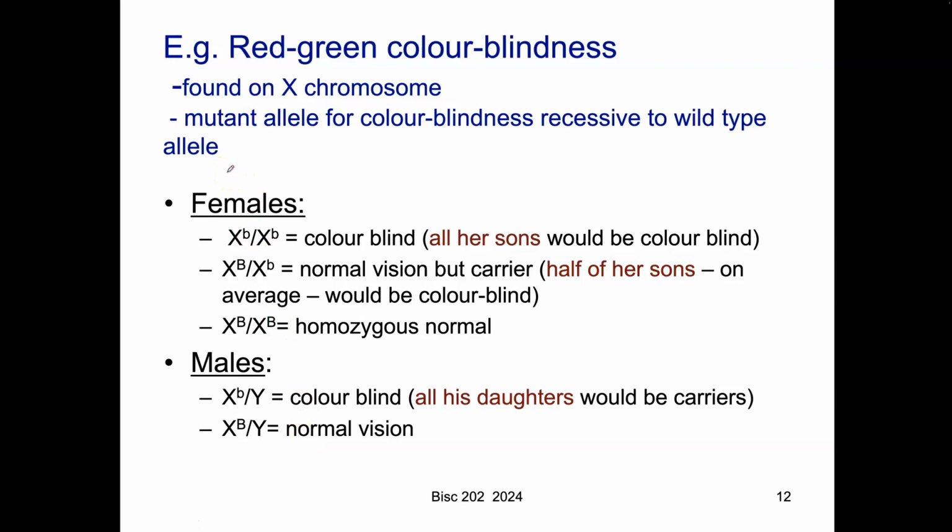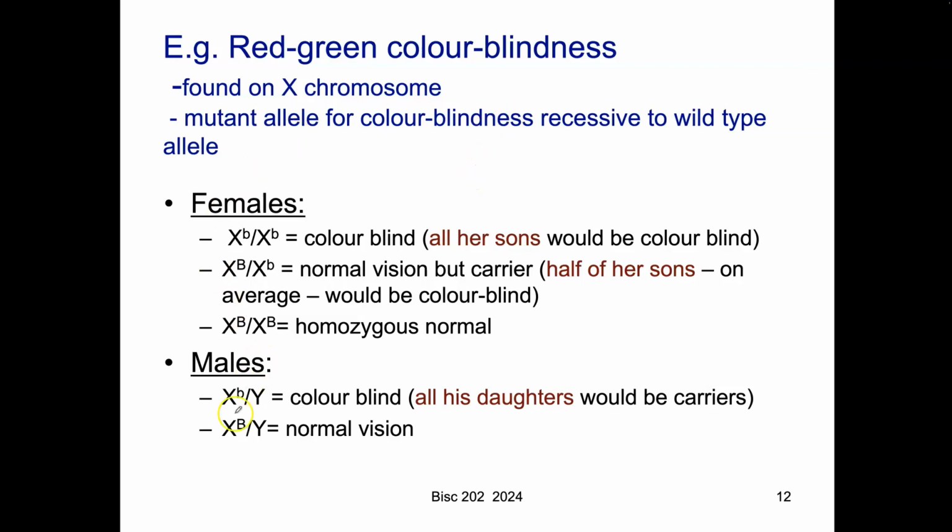I was listening to a podcast yesterday, and somebody had written in and said that color blindness is only expressed in males, which is absolutely incorrect. It's more common in males, though. Okay, it's found on the X chromosome, and it's a recessive allele, recessive to the wild-type allele for color vision. There are several different genes, but this is the commonest one, the red-green color blindness allele.